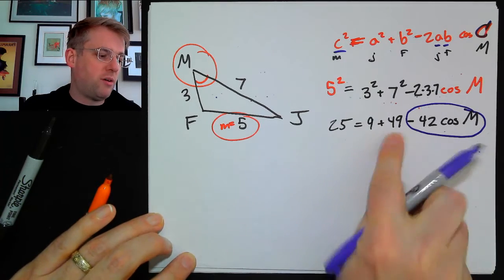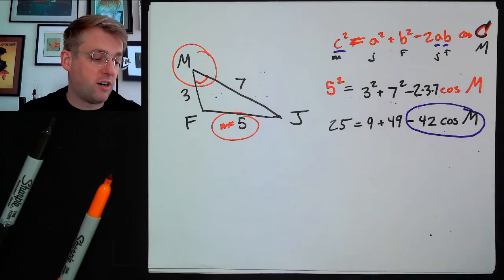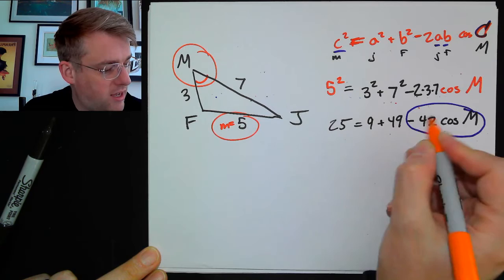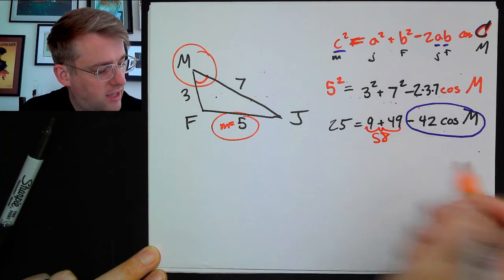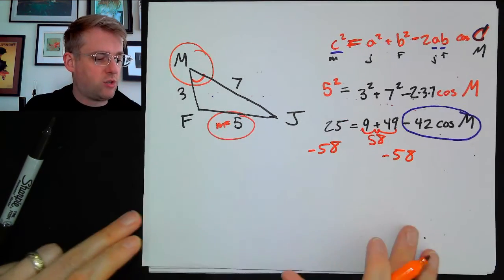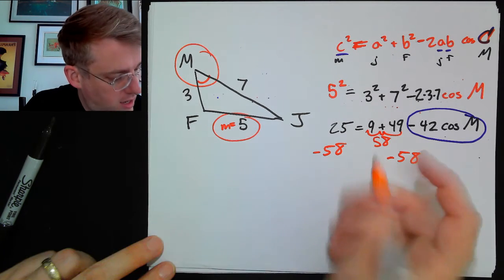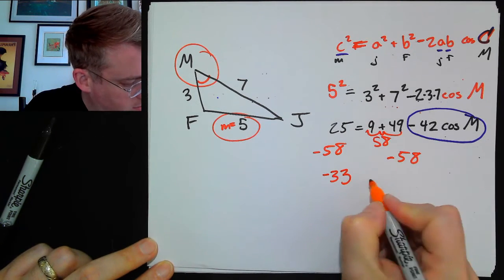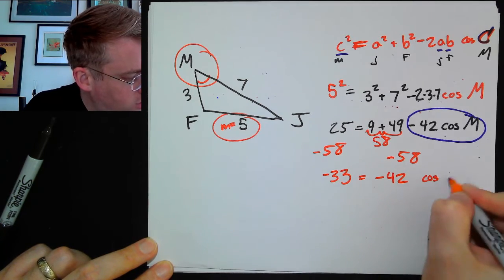So we can move the other numbers around, but we need to get the variable term, the whole correction factor, by itself first. I can add 49 plus 9 and get 58. And then I can take 58 away from both sides of my equal sign. 25, take away 58. It's going to be negative 33, I think. I'll double check that in a second. Equals negative 42 times the cosine of m.